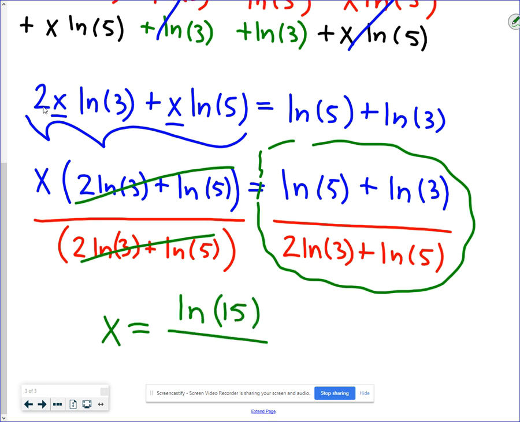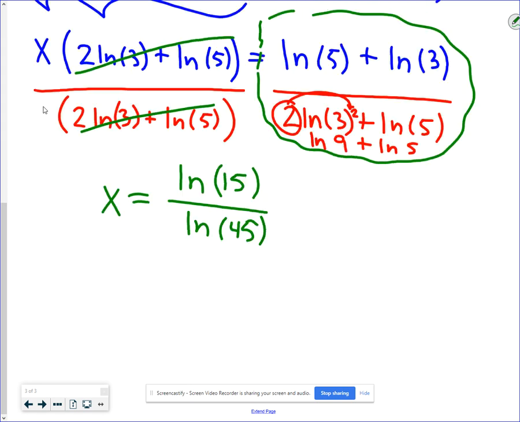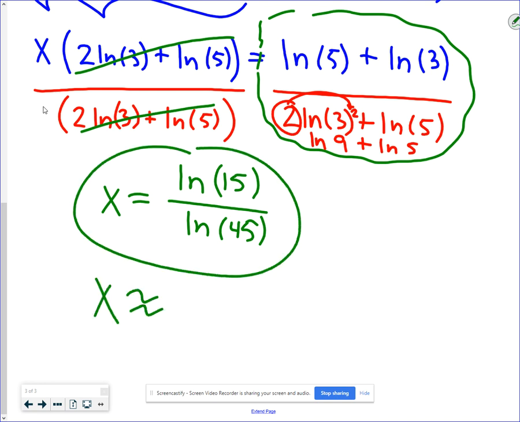And then the bottom, we can do a similar trick. But before we combine them, we gotta get this 2 and move it here. It becomes an exponent. So this really is the natural log of 9 plus the natural log of 5, which would be the natural log of 45. So this is your answer. This is the exact answer of x, and then I would want you to approximate it. And if you do that correctly, you get 0.7114.